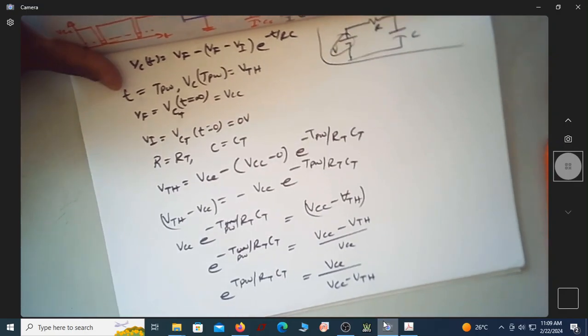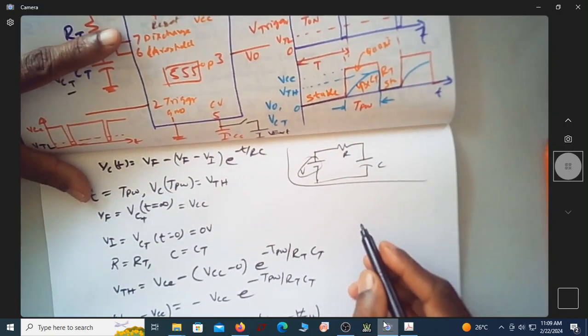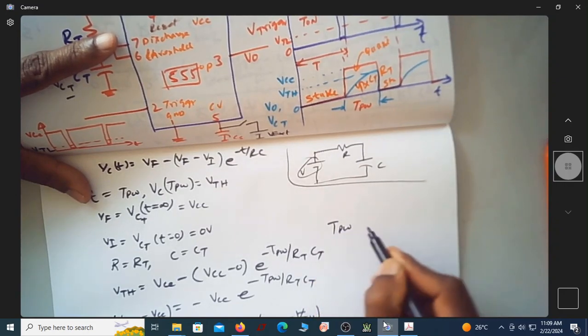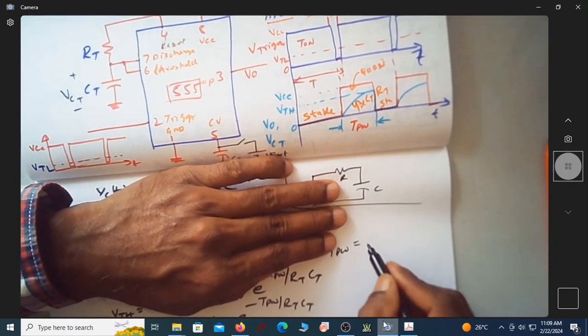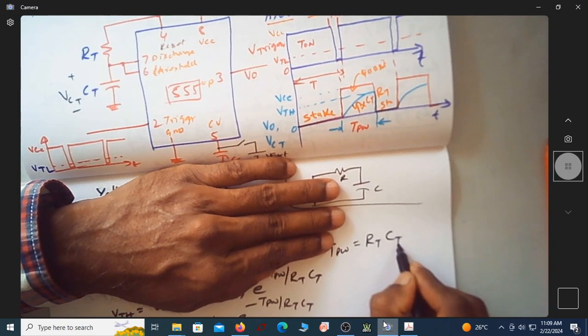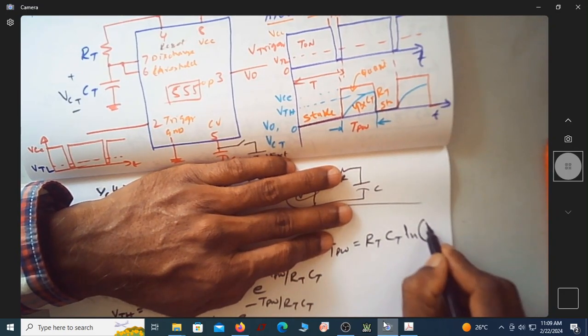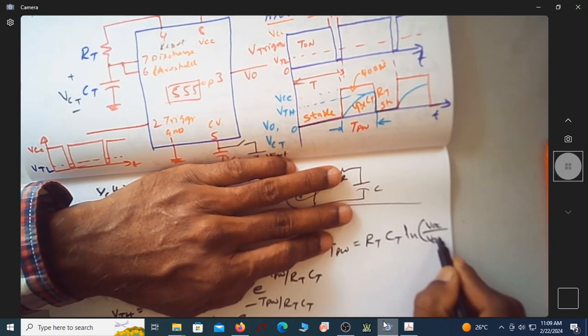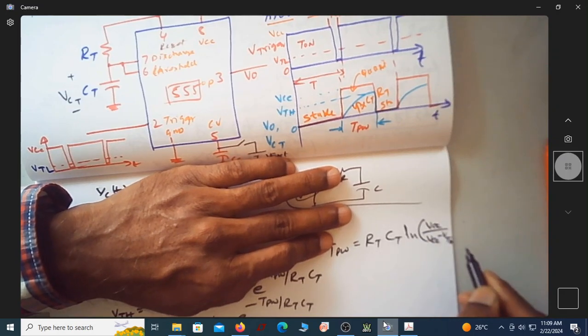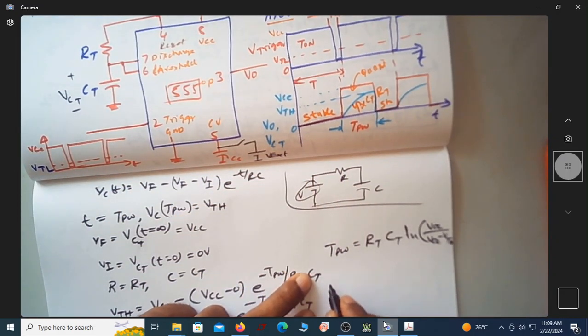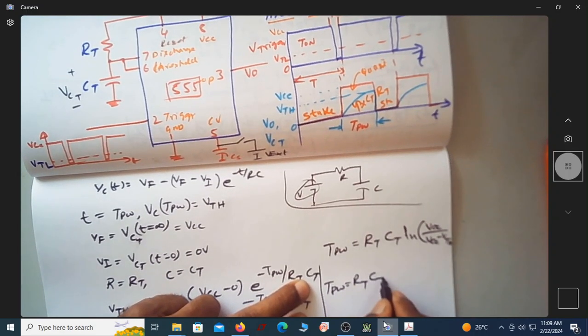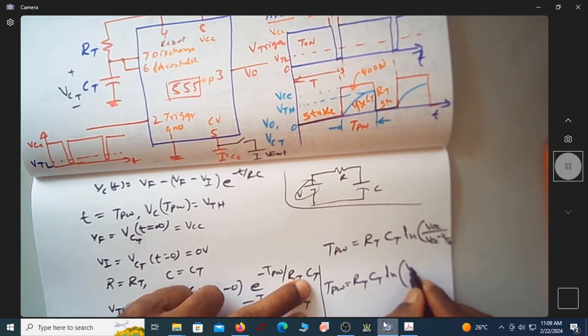So then what is this expression? Then I can write TPW is equal to RT CT ln of VCC by VCC minus VTH. Let me write it again. The expression is TPW is equal to RT CT ln of VCC by VCC minus VTH.